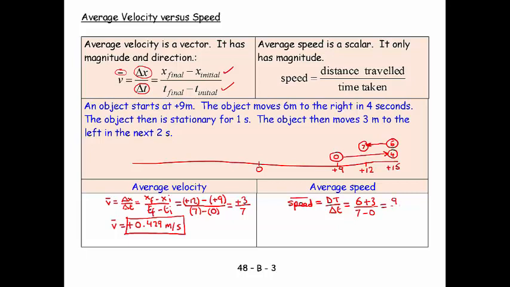So this will be 9 over 7, and so speed is equal to 9 divided by 7, which equals 1.286 meters per second. I don't bother with the positive sign because it's a speed, so it's going to be positive. It doesn't have a direction. But I make sure I put down my units and I make sure it makes sense. Cool.